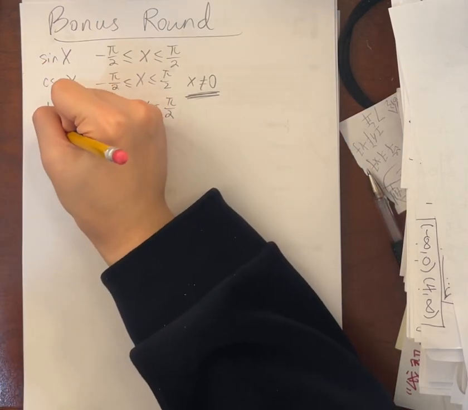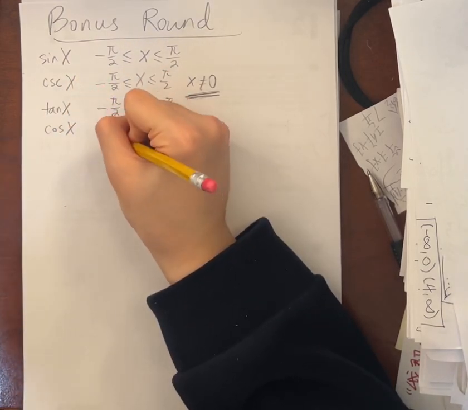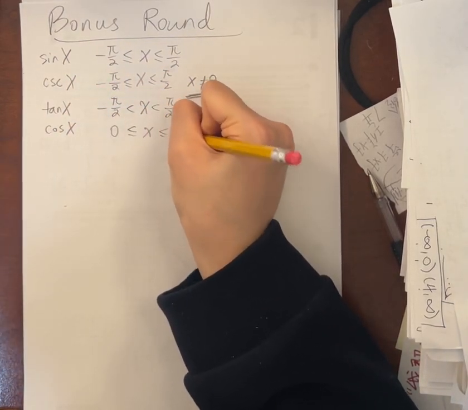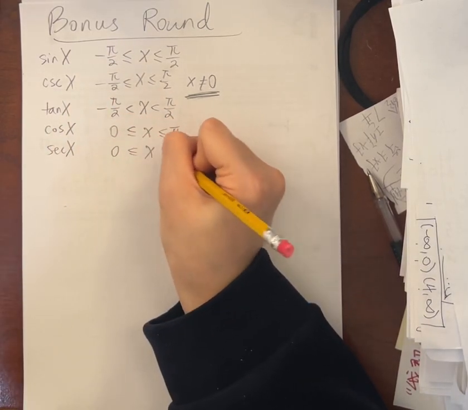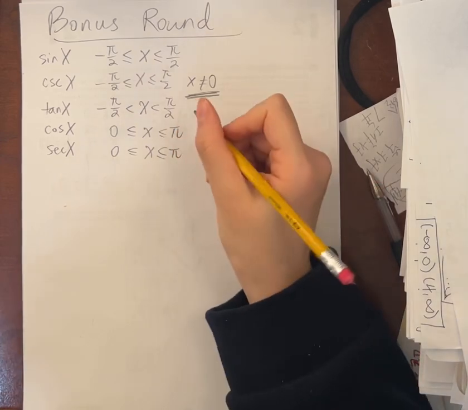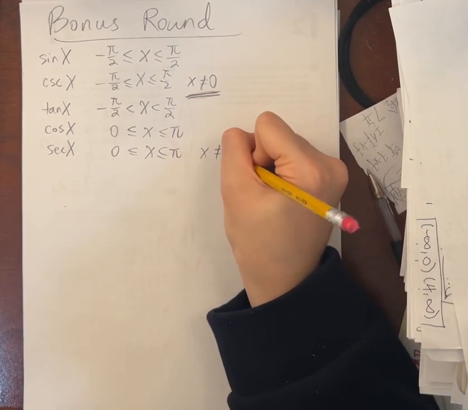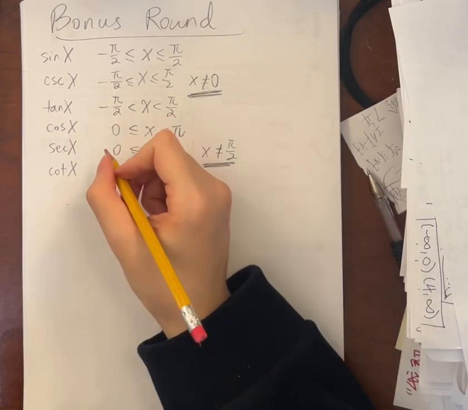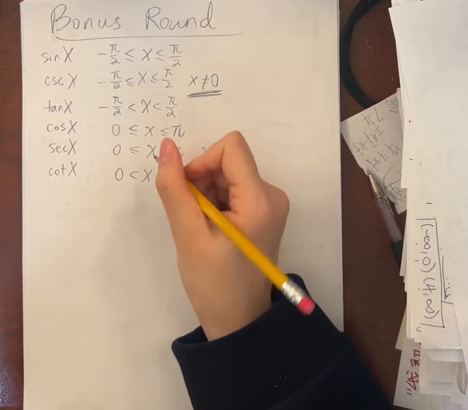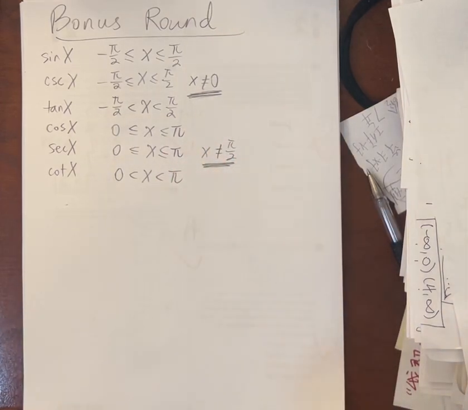Okay, and then the cosine of x will be between 0 and pi. Secant of x will be the same thing, but x cannot be pi over 2. Very important detail. Cotan of x is between 0 and pi. So these are all of the key restrictions for the trig functions when we are trying to graph the inverse functions.